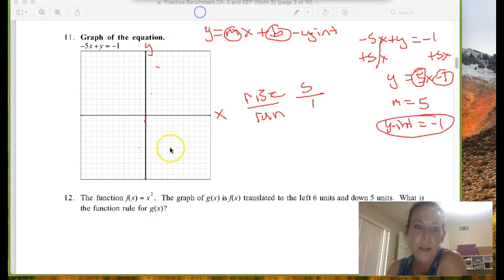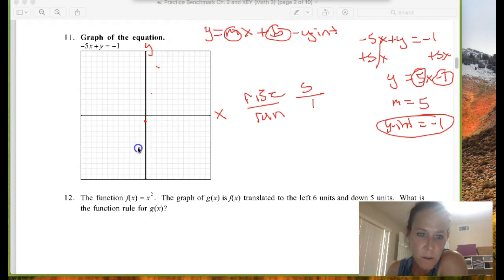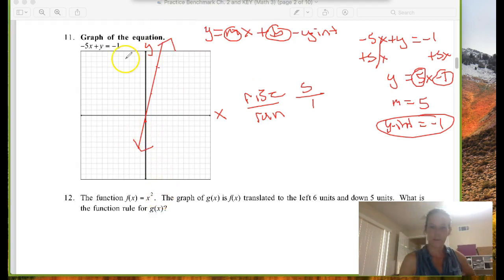Draw your line. Let me see if I can draw a line through here. No, that wasn't very good. Try again. We'll start here this time. No, try one more time. There we go. There's a line, and then I have arrows going because it goes on forever. All right, let's go on to number 12.